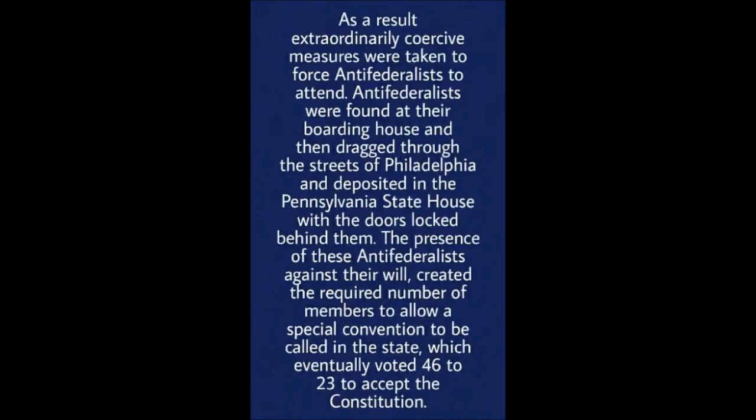As a result, extraordinarily coercive measures were taken to force Anti-Federalists to attend. Anti-Federalists were found at their boarding house and then dragged through the streets of Philadelphia and deposited in the Pennsylvania State House, with the doors locked behind them. The presence of these Anti-Federalists against their will created the required number of members to allow a special convention to be called in the state, which eventually voted 46 to 23 to accept the Constitution.